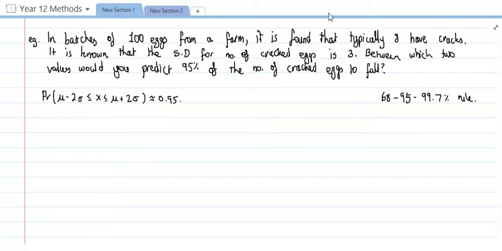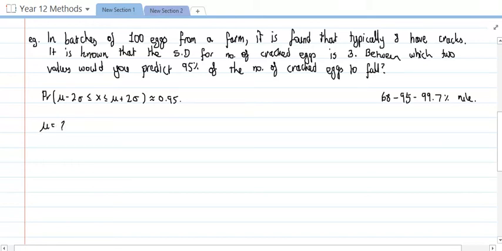So we know that there are typically 8 eggs that have cracks. So that's the expected value. We know that mu in this case, or the expected value, is equal to 8. We also know that the standard deviation is equal to 3. So if we go mu minus 2 times the standard deviation, that means we've got 8 minus 2 times 3 less than or equal to x less than or equal to 8 plus 2 times 3. And again, that's approximately equal to 0.95.